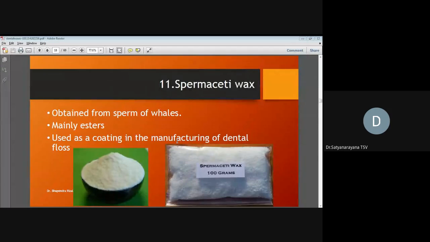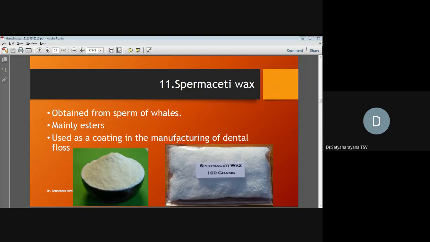Spermaceti wax is obtained from the sperm whale, mainly esters, and used as a coating in the manufacturing of dental floss. Dental floss, you might have heard, is a thread which is coated with wax. Usually it is a dental oral prophylactic, useful for removing food debris or anything between your teeth.